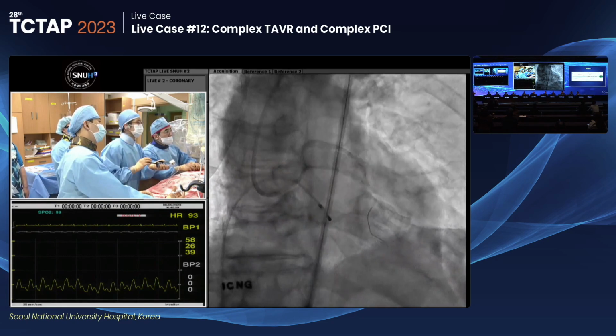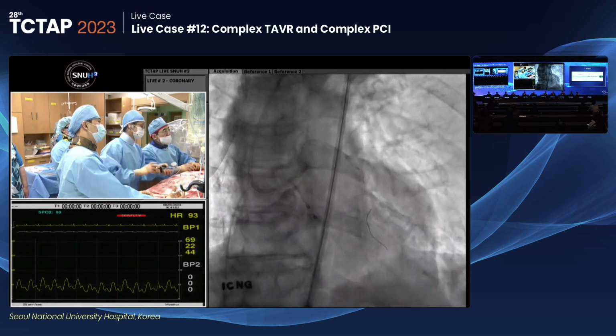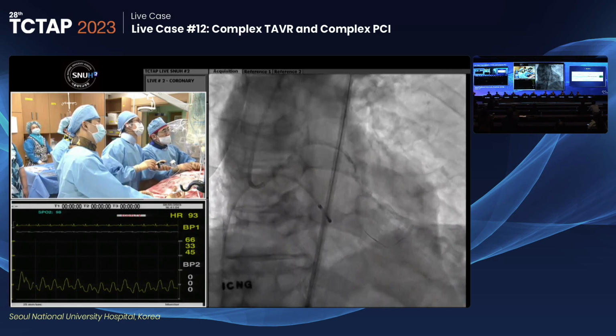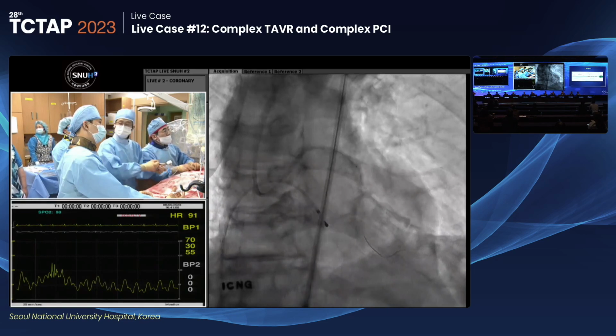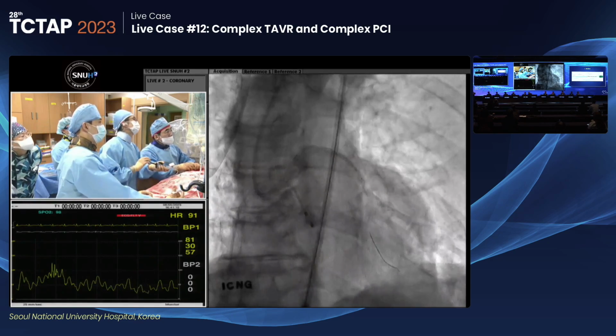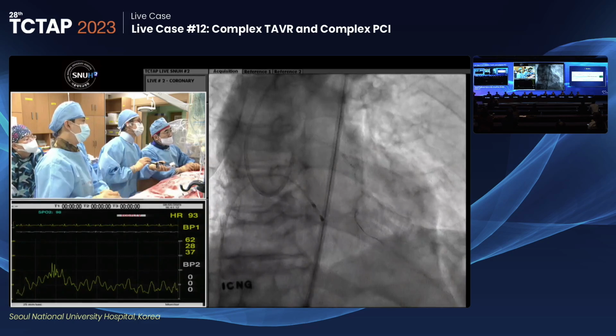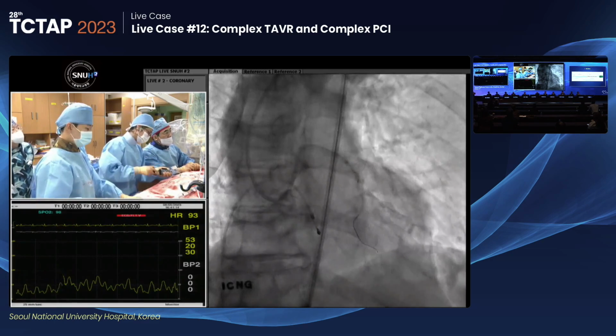Go down with the balloon. Inflation. Okay, get the guiding catheter better. Get the guiding catheter. Okay. Deflation. Okay, go down with the balloon a little bit more. Go down. It is impossible. Don't look at the blood pressure. Inflation. Get the wire more distal.